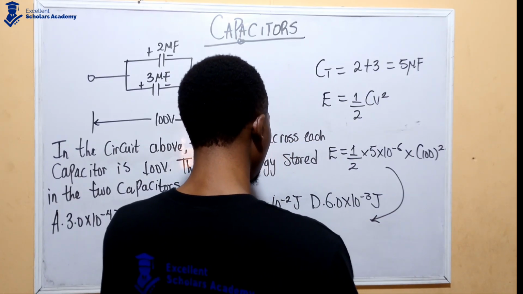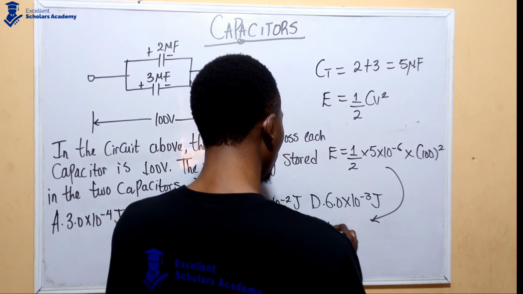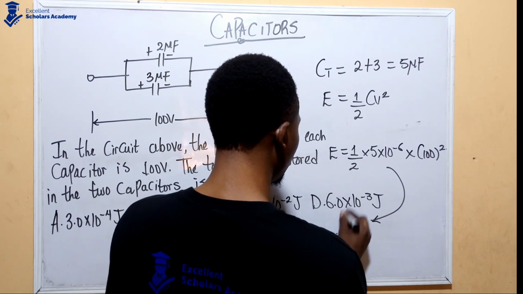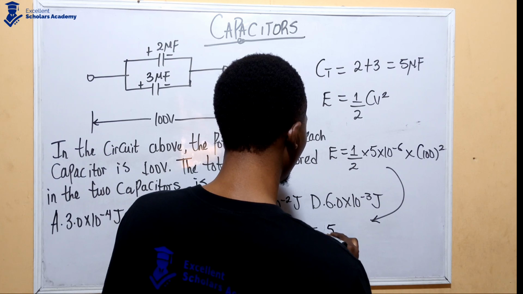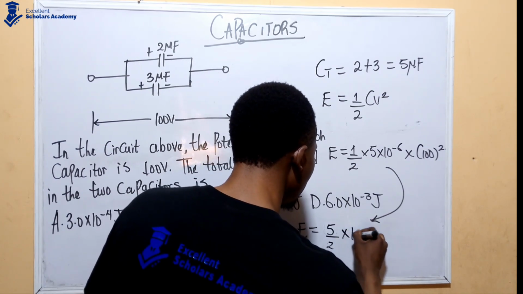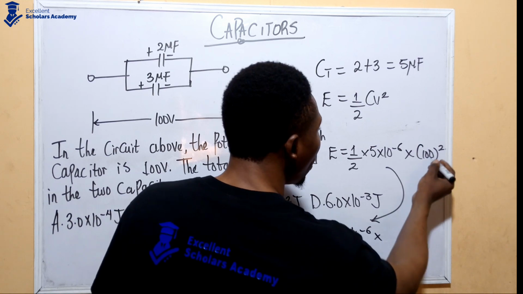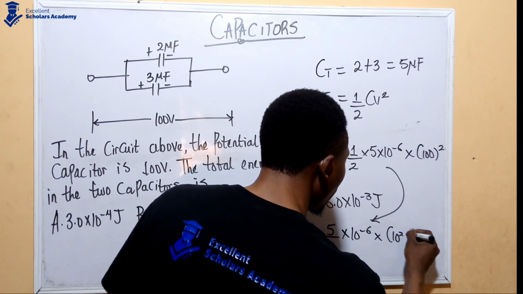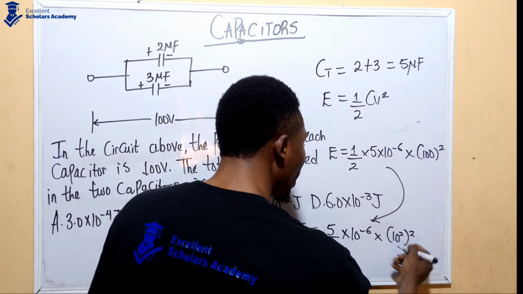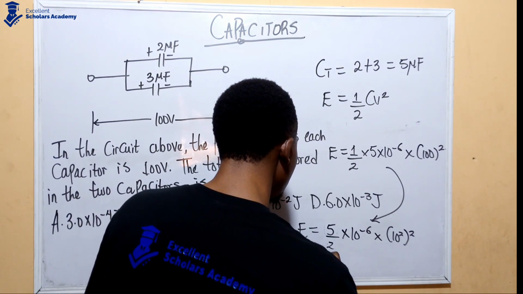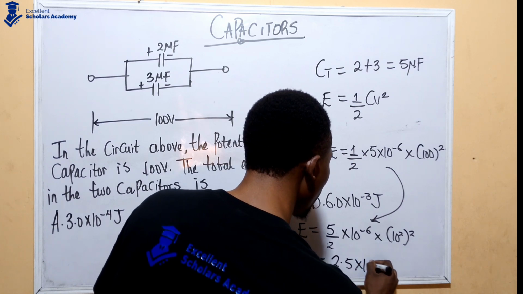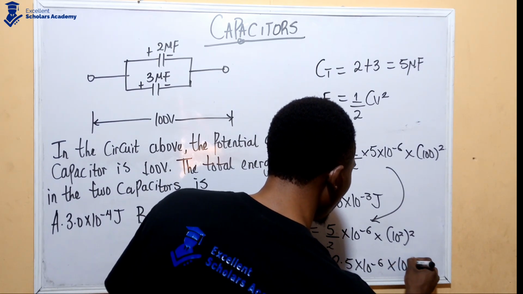E is equal to 1 over 2 multiplied by 5, that's 5 over 2 multiplied by 10 to the power of minus 6 multiplied by 100. Now, 100 can also be written as 10 to the power of 2, and there's a power outside. So according to the law of indices, 2 times 2 becomes 4. So E is equal to 5 divided by 2, which gives us 2.5 times 10 to the power of minus 6 multiplied by 10 to the power of 4.